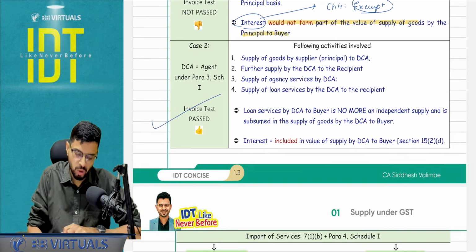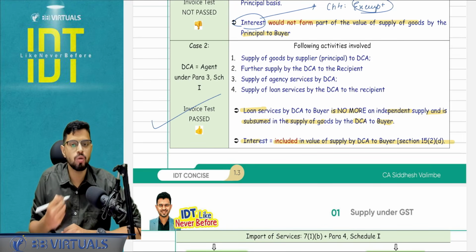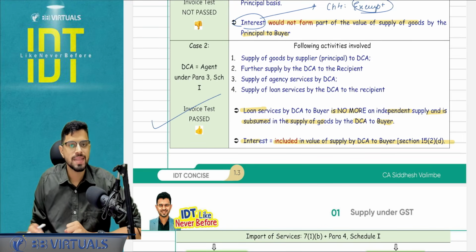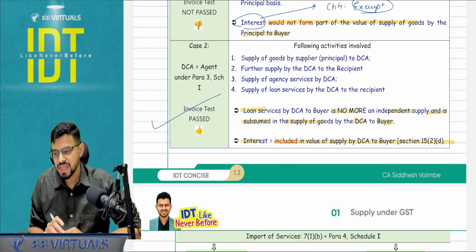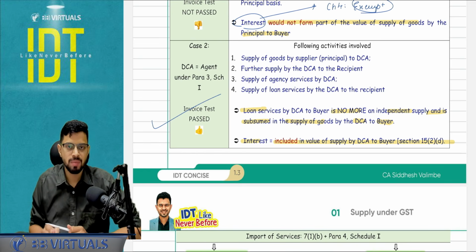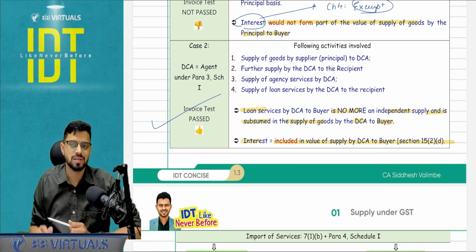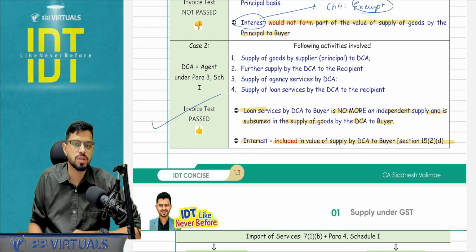So now the loan service is not merely an independent supply, but it is subsumed, means it is included in the supply of goods by DCA to buyer, and also legal backing. It will be included in the value of supply. Section 15(2)(d). Vamsi, if added to the value of supply, will the interest on loan be exempted? No, Vamsi. If it becomes a part of the value, it is going to be taxed. If it would have been treated independently, it would have enjoyed the exemption.